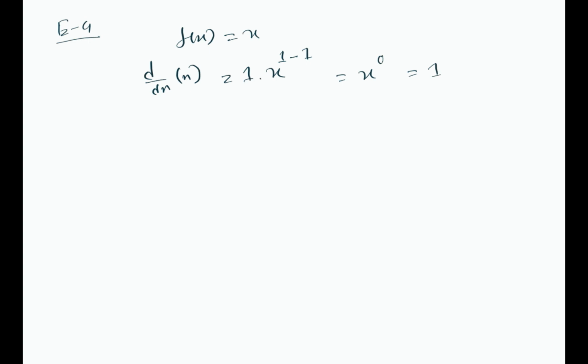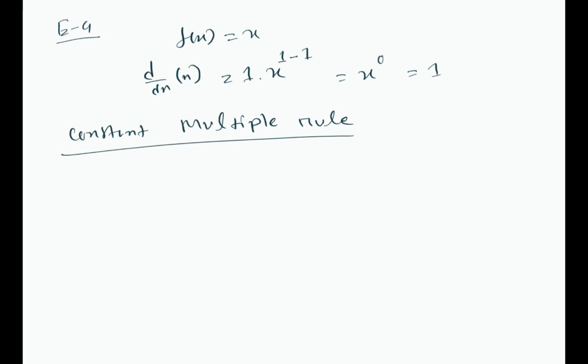Okay, so now let's talk about the constant multiple rule. Let's say we have a function f of x is equal to c times y. Here c is a constant, and y is any function. This must be a differentiable function, and this c cannot be 0.